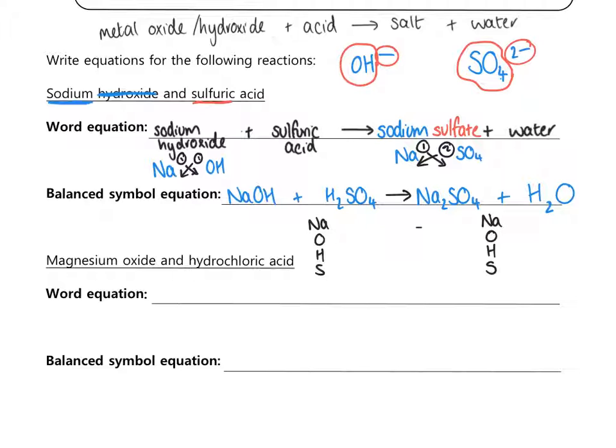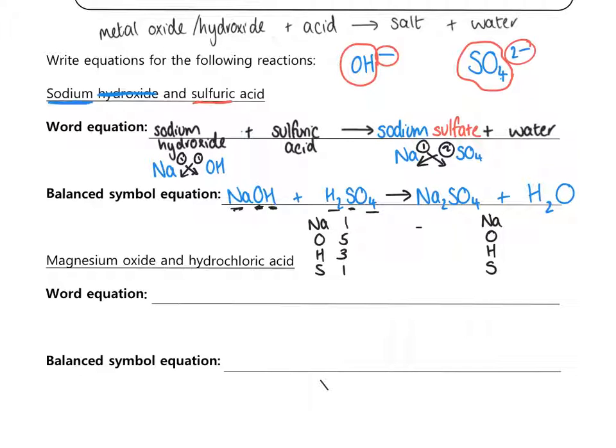Okay, how many sodiums do we have on the left? We can see we have just 1. How many oxygens? Be careful with this. You've got 1 here and 4 here, so that's a total of 5. Hydrogens, again, need to be careful. I've got 1 with my hydroxide and 2 with my sulfuric acid, so that's a total of 3. And sulfurs, I just have 1.